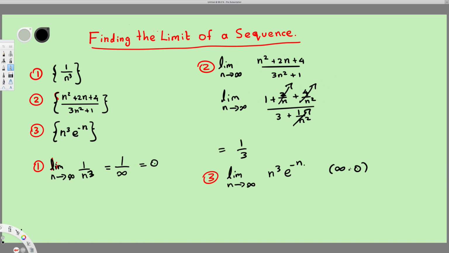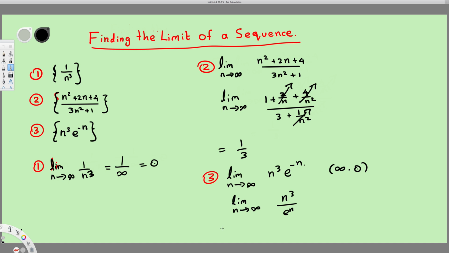Whenever we have an indeterminate situation like this, we can sometimes divide by the highest power, but we can't do that for this one. We have to do something else. Here we can use L'Hopital's rule. Actually, we have to bring this into an infinity over infinity pattern. To do that, we can simply take this e to the power minus n and write it as n cubed divided by e to the power n. So that's infinity over infinity. Now we can use L'Hopital's rule, so let's use it and see what we get.